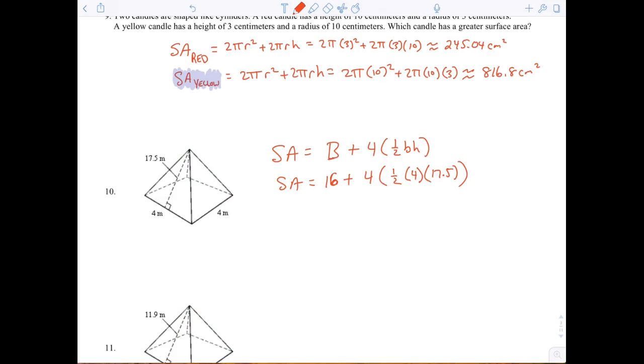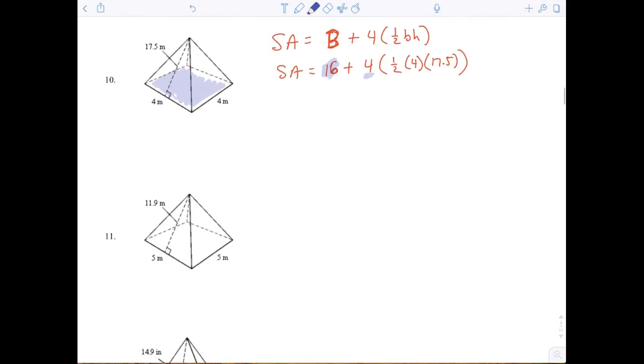Yeah, this is the area of the base, remember? The area of the base. This is the base, watch. This is the base. The area of the base is 16. Oh, okay. I just got confused. You're good. You're good. Why is there a 4 here? Because there's 4 triangles in the figure. Jack, you with me?